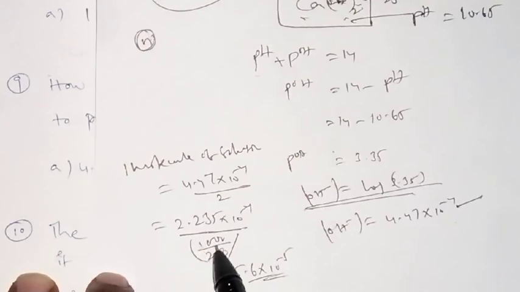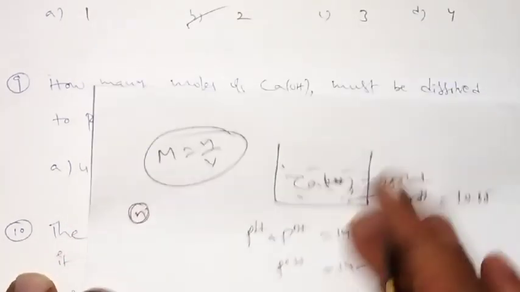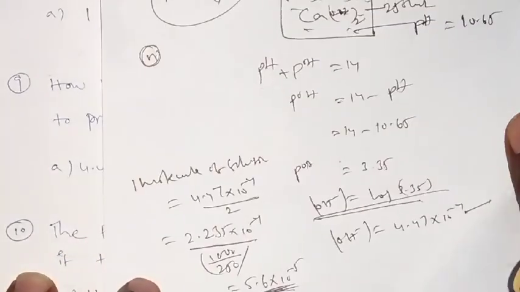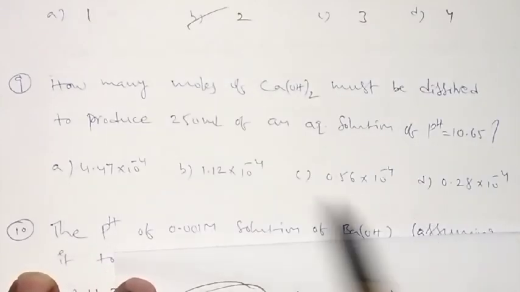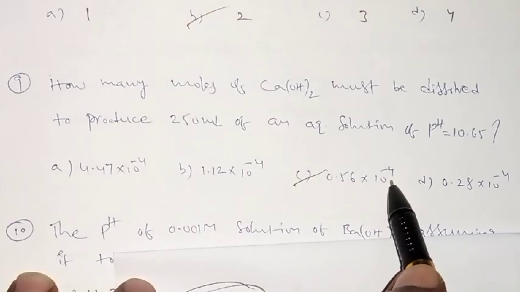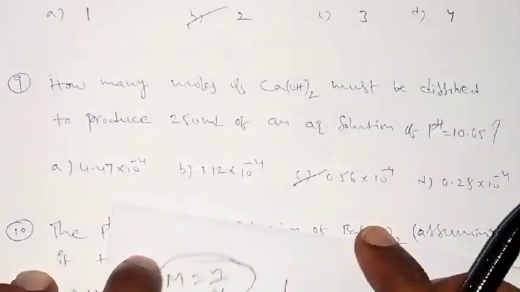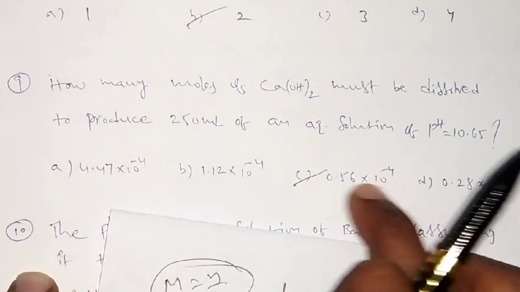So if you take 1000 by 250 and divide with that number, you will get the number of moles of the Ca(OH)2 dissolved in that. Finally, what we required? How many moles of Ca(OH)2? How many moles we got? 5.6 into 10 power minus 5. Indirectly, that is 0.56 into 10 power minus 4. Instead of 5.6 into 10 power minus 5, you can take 0.56 into 10 power minus 4. This is the correct answer.